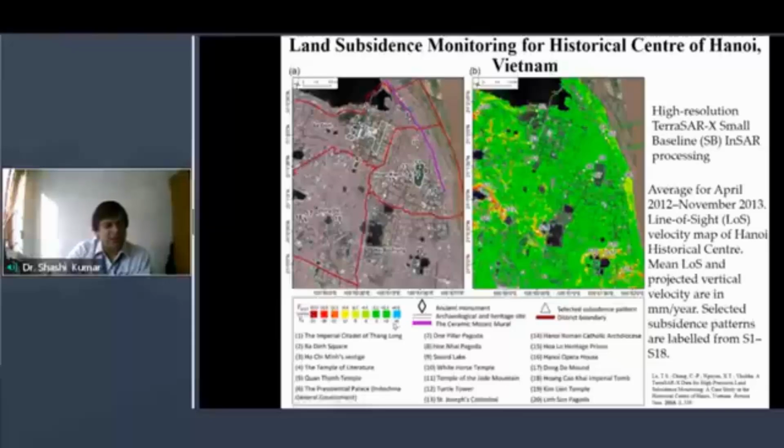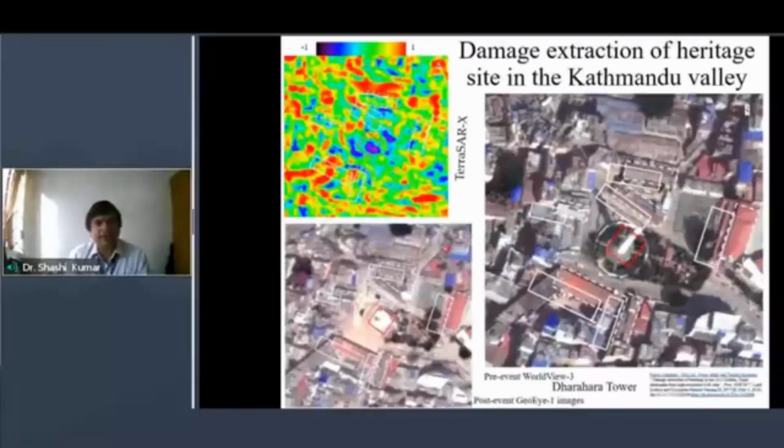Okay, but for most of the locations we are going to get this green color, but for the locations which are represented in red color, we are going to get the maximum subsidence or displacement.